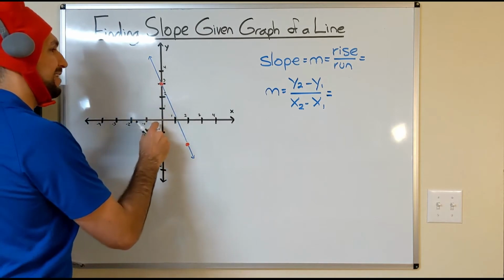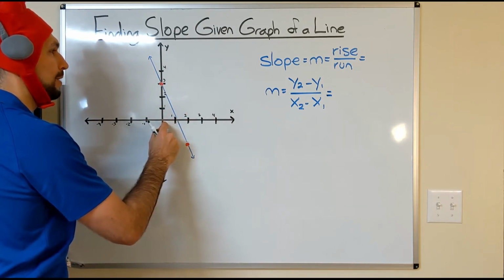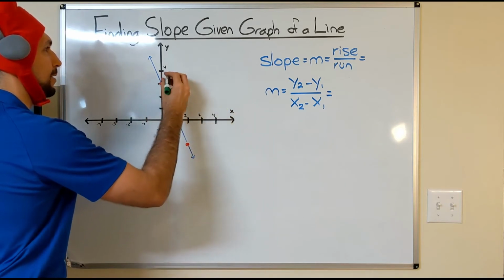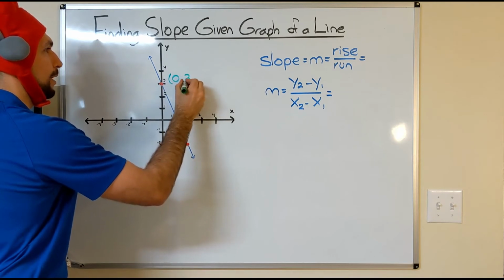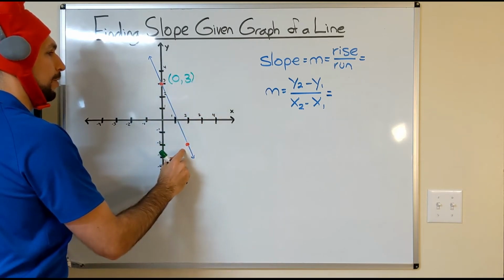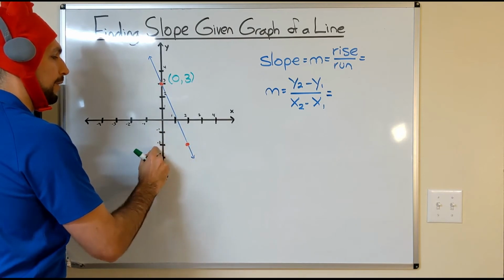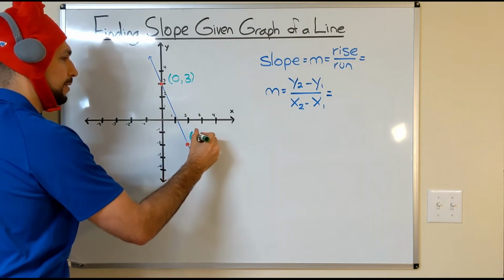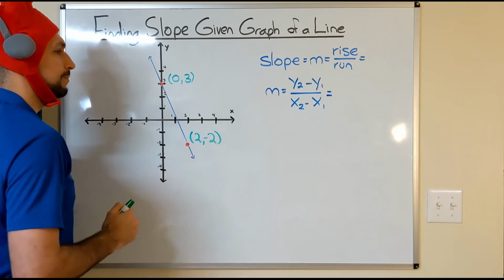Now this point doesn't have a location left or right of the origin, so its x value is simply 0, but its y value is 3. Second point over here, it has an x value of 2 and a y value of negative 2. So its location is at 2, negative 2.